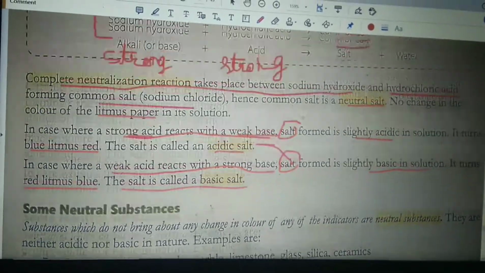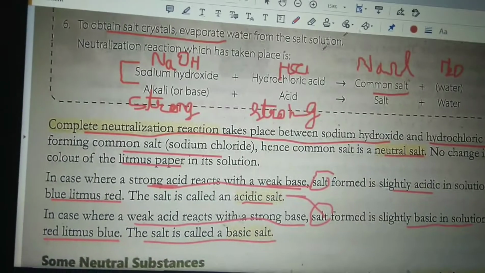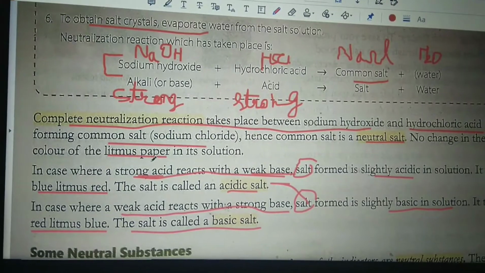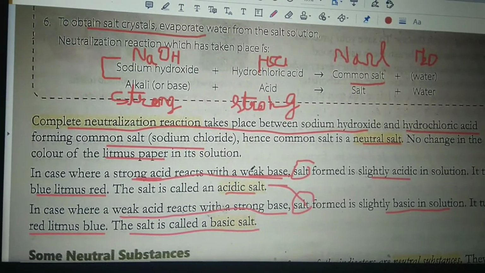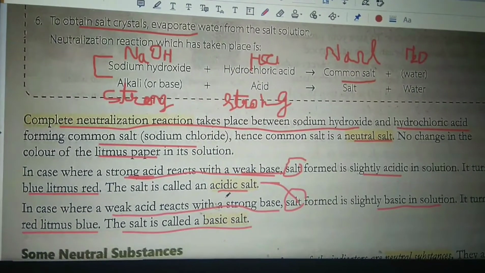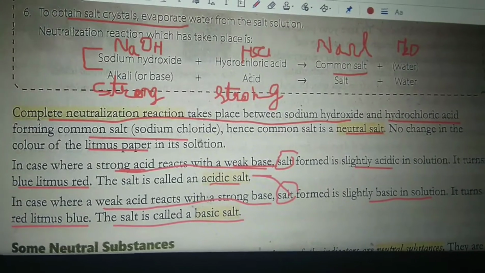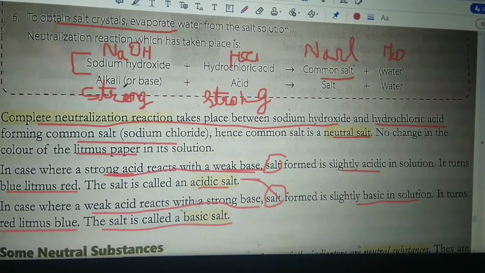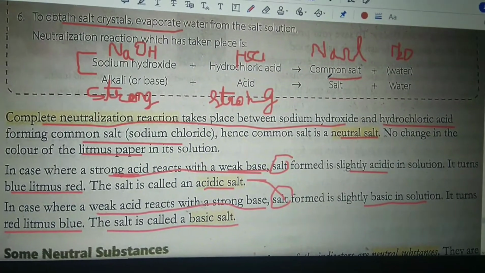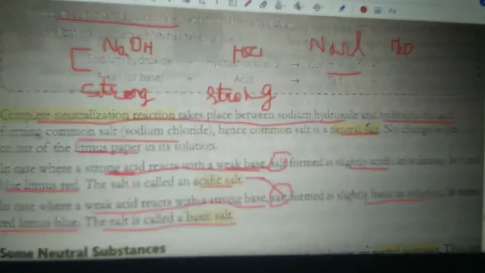So mainly, we can say that when a strong acid reacts with a strong base, we get a neutral salt, and when a strong acid reacts with a weak base, we get an acidic salt. When a weak acid reacts with a strong base, we get a basic salt. But when we react a weak acid with a weak base, we get a salt which is also neutral in nature.